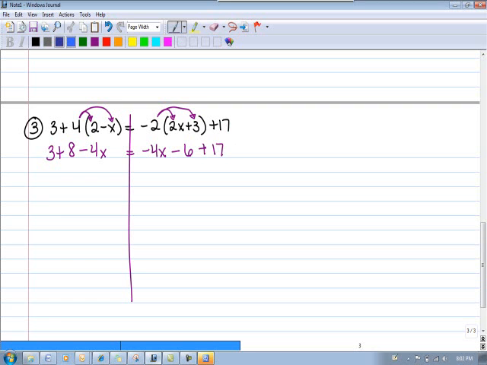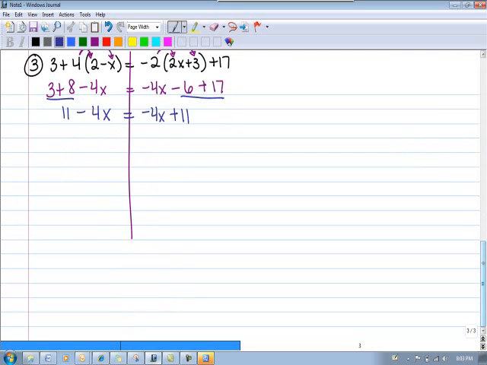Collect like terms. 3 plus 8 is 11. So this is 11 minus 4x equals negative 4x. Negative 6 plus 17 is positive 11. Okay, and I'm noticing that I have 11 minus 4x and negative 4x plus 11, and it looks like they're the same on both sides. I'm going to keep going just in case you don't recognize that right off the bat.